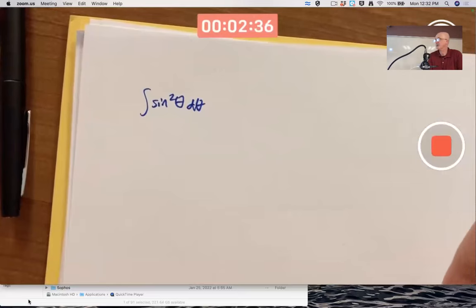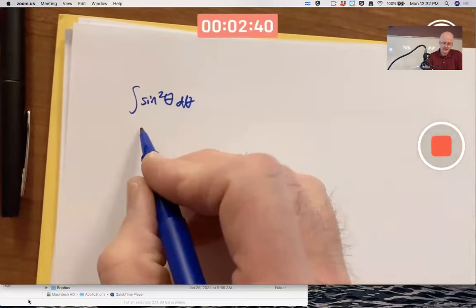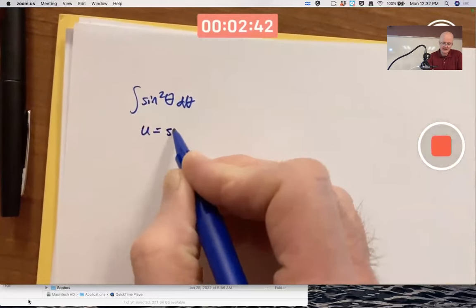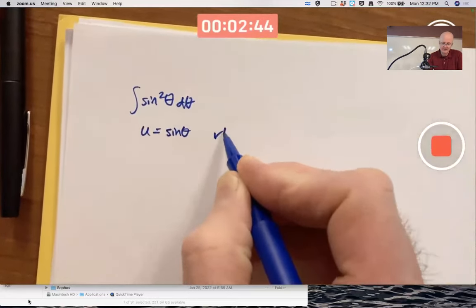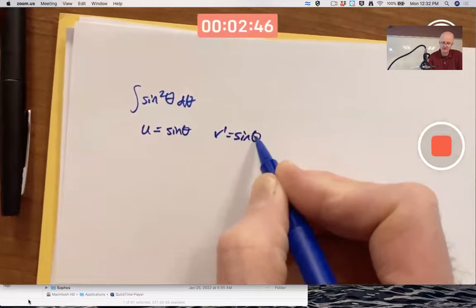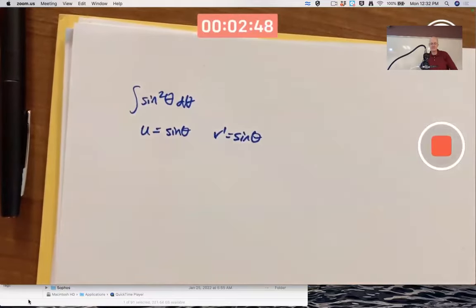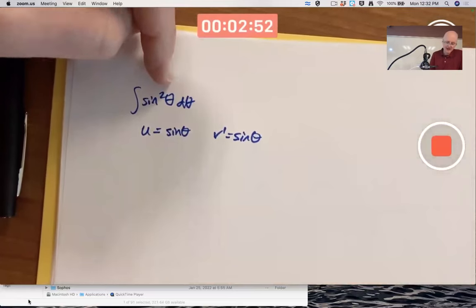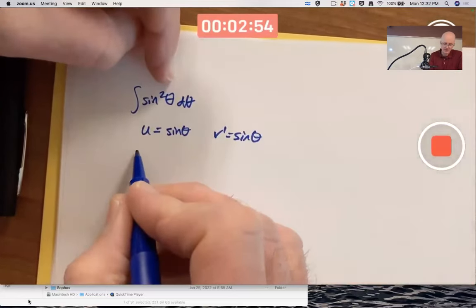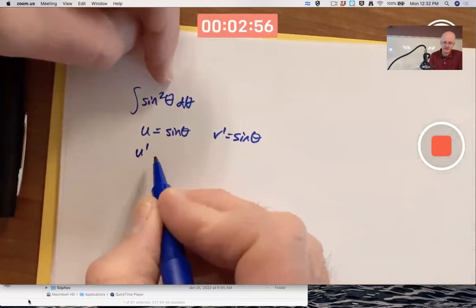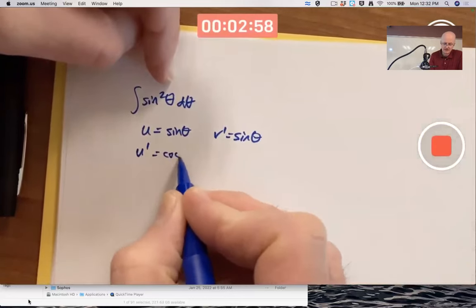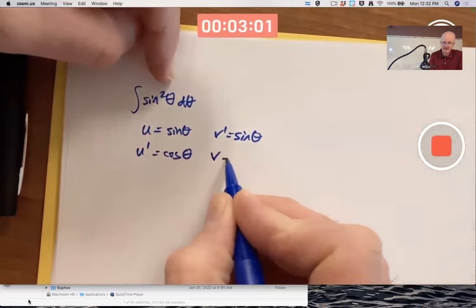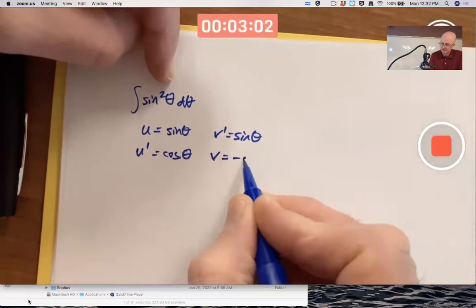One way is to use integration by parts. Let u equal sine theta and v prime also be sine theta. Then the product of those two functions is the function you're trying to integrate. And it's relatively easy to find u prime and v. U prime is the derivative of sine, which is cosine. And v is the integral of v prime, which is negative cosine.